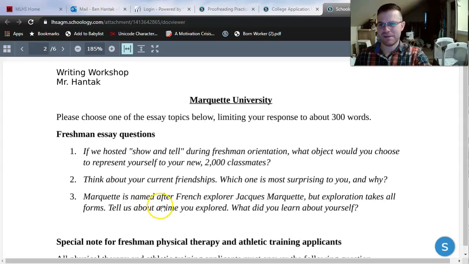Number 3, Marquette is named after French explorer Jacques Marquette. But exploration takes all forms. Tell us about a time you explored. What did you learn about yourself? Notice this one's really open-ended, just depends on how you define that word, explored.